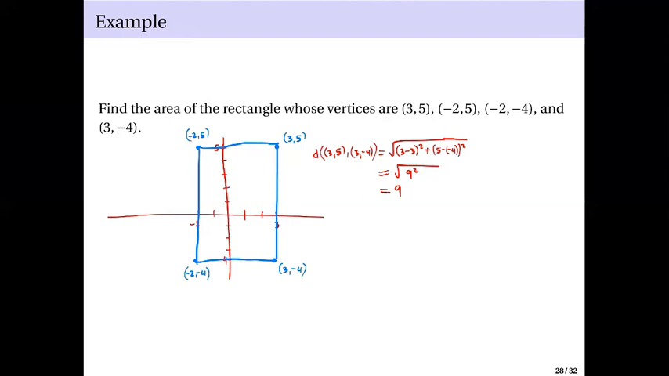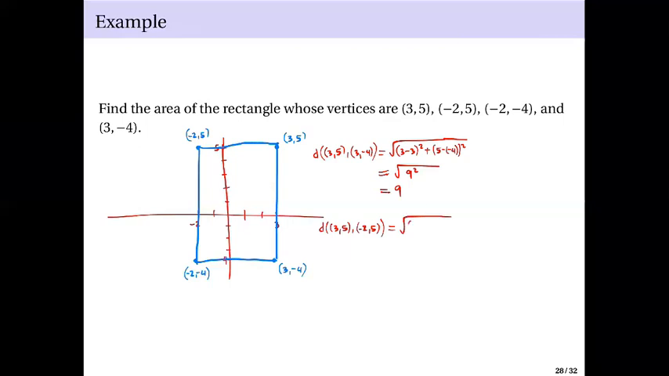Let's look for the width of the rectangle. So this time, we want to find the distance. Let's use this point and this point. So you have (3, 5) and (-2, 5). And now, here you see that you have the same y coordinates. And you will see that you just need the x coordinates respectively.